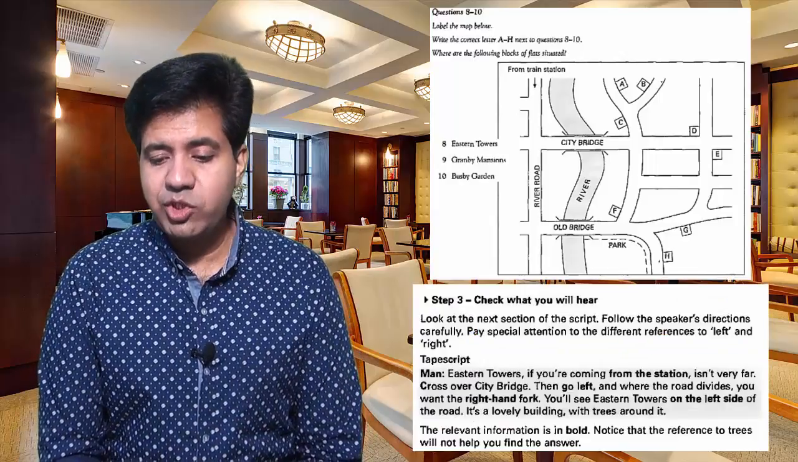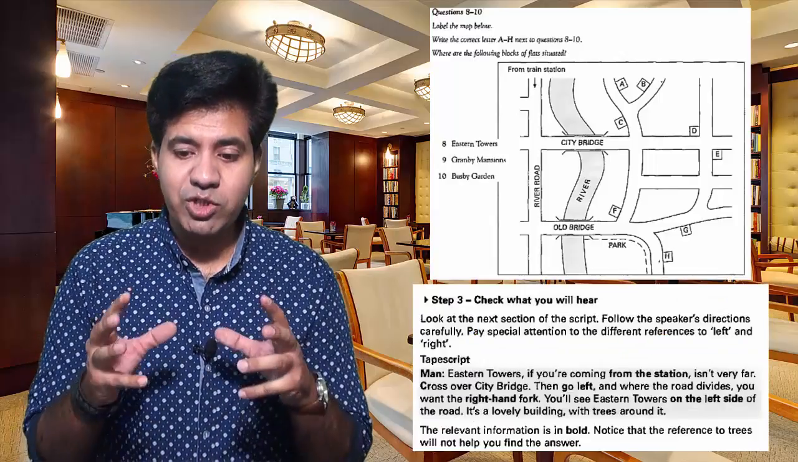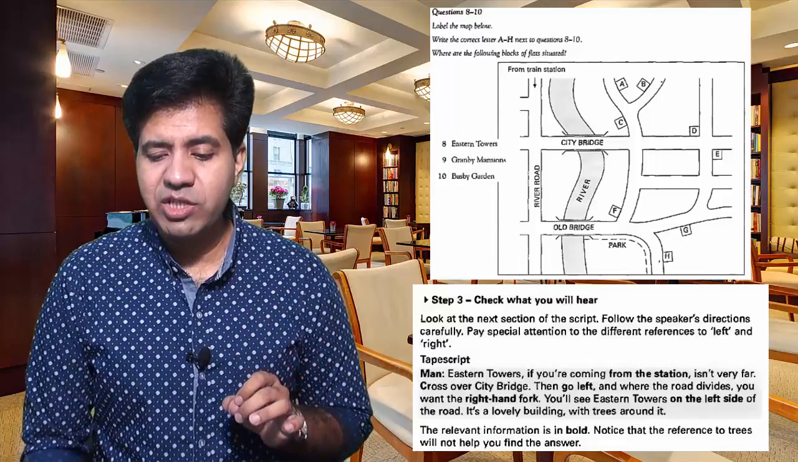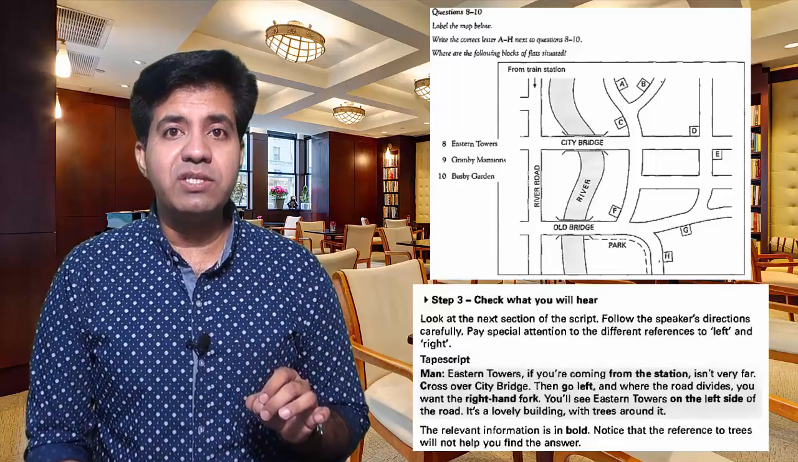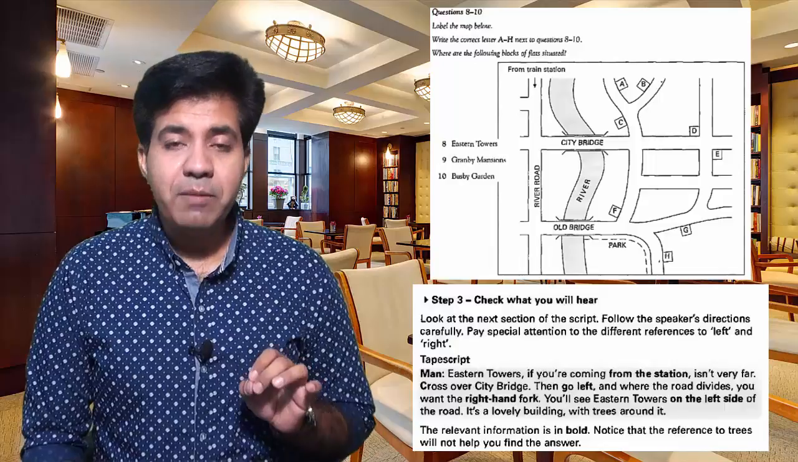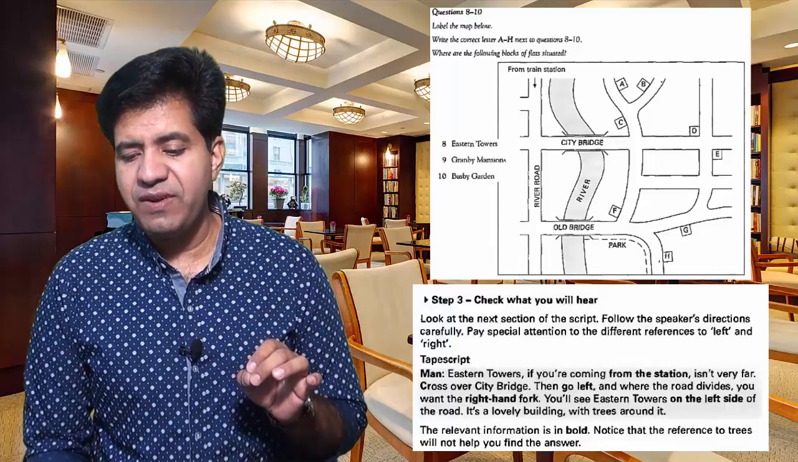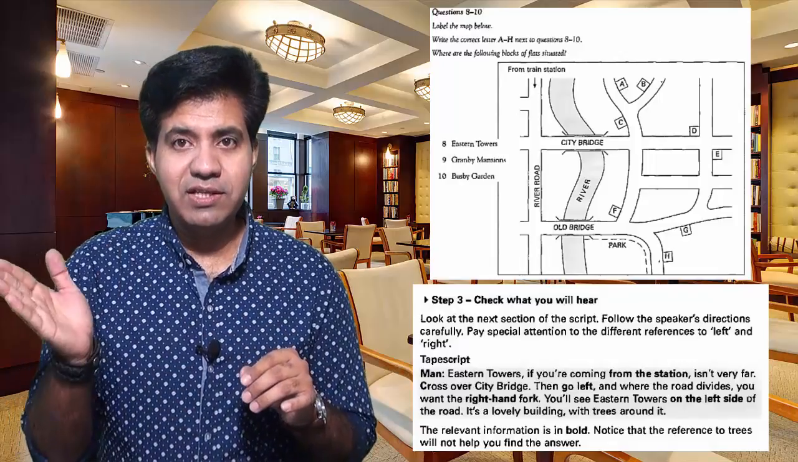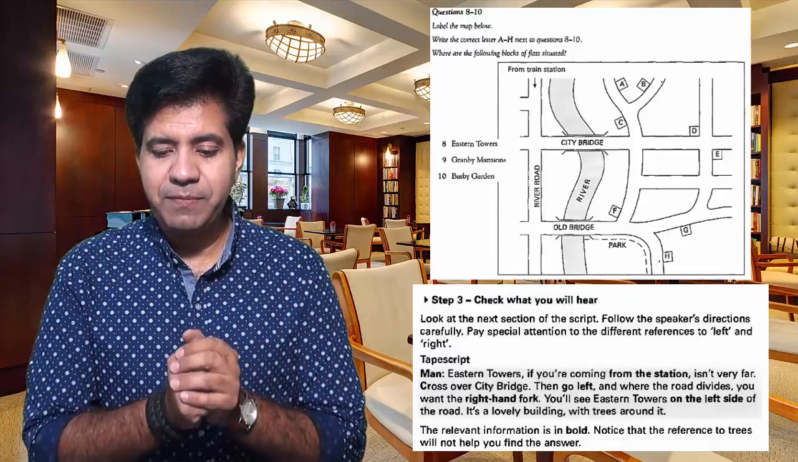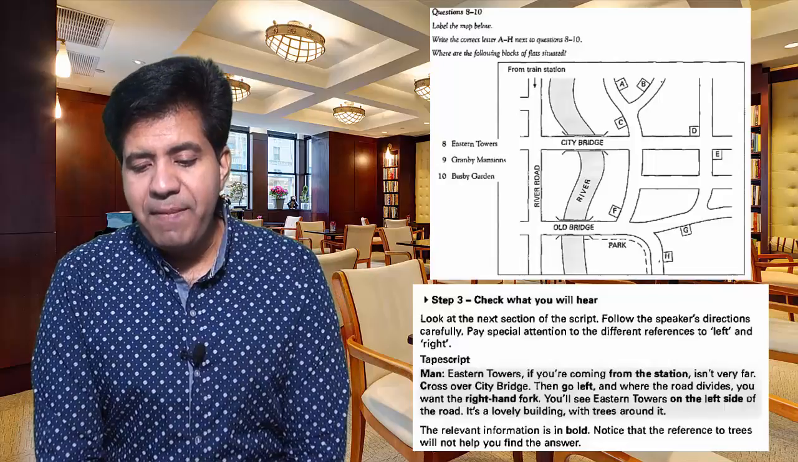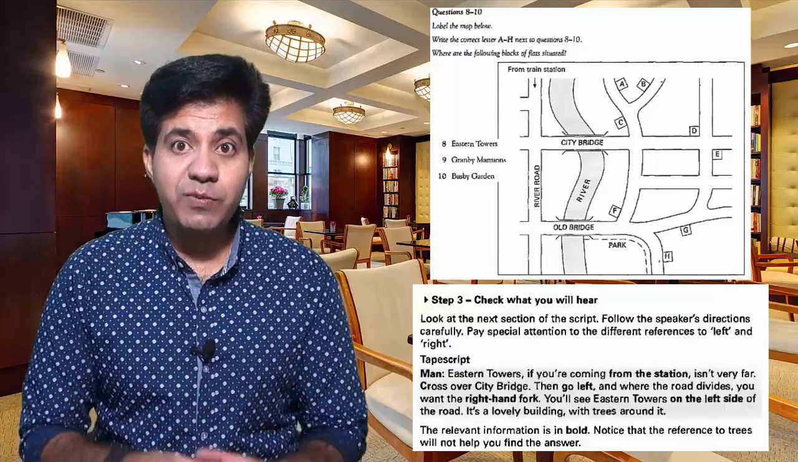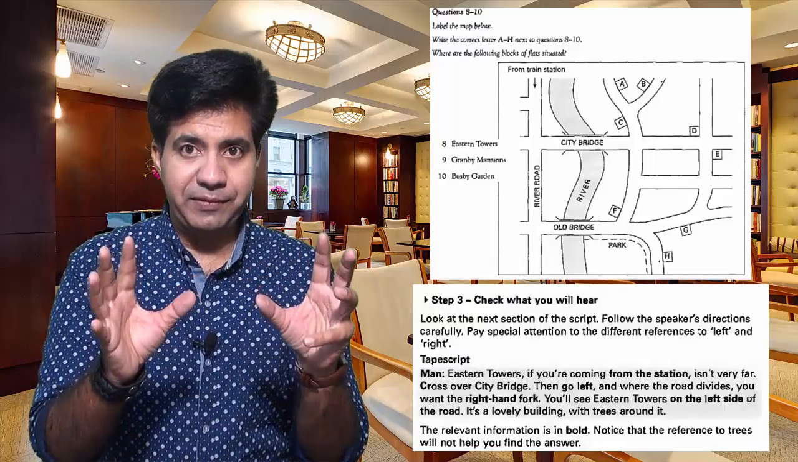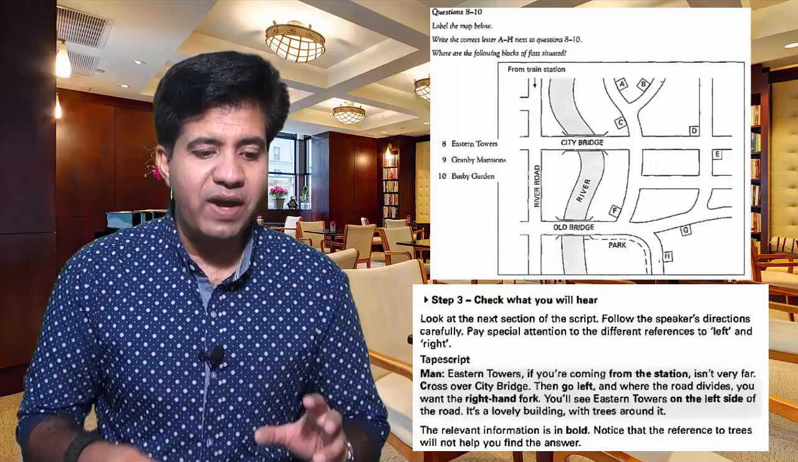Step 3. Check what you will hear. Now you got to check what you will hear. Look at the next section of the script. Follow the speaker's directions carefully. Pay special attention to the different references to left and right. This is right, this is left. Now there's a transcript. Man, Eastern Towers. Now there's one question. Look at the table, right? I read the transcript and you got to find it there, okay?